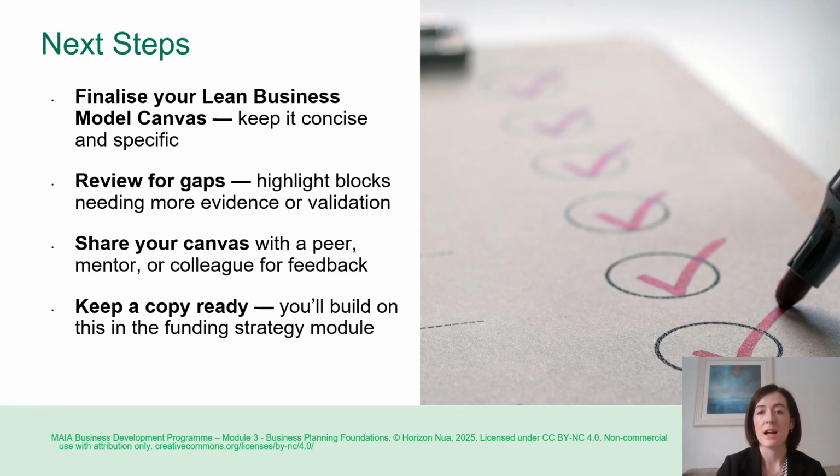Finally, keep a copy handy because you'll be building on this work in the next module, where we focus on funding strategy. Your lean canvas will help you clearly link your business model to the financial requirements and funding sources that can bring it to life. This isn't the end of the process, it's the foundation for everything that follows.